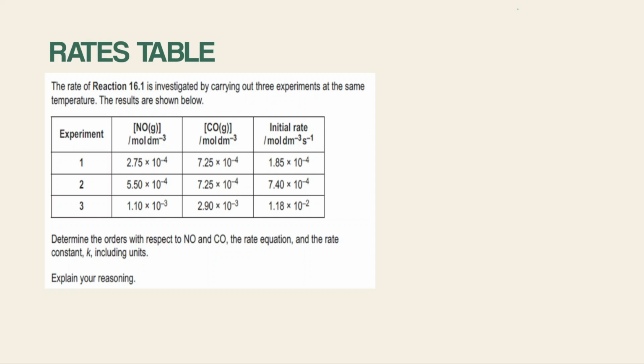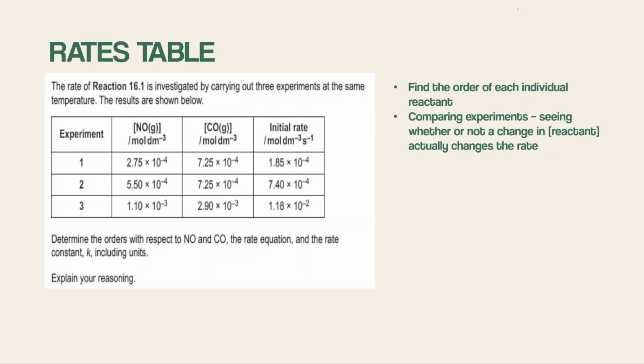Okay, so now I'm going to go through each question type, work it through, answer it. First one, rates table. You already know the first thing we're going to do is find the order of each individual reactant. This is done by comparing experiments, seeing whether or not a change in the concentration of a reactant actually changes the rate. And hopefully the questions that you get are easy. So we do this when a single reactant is changing.